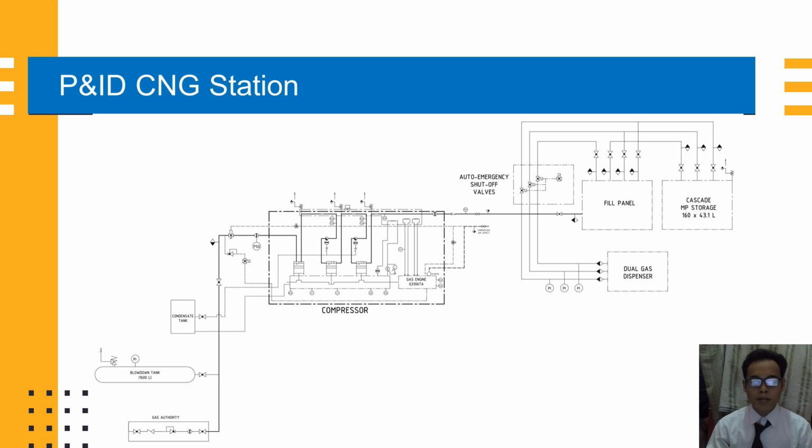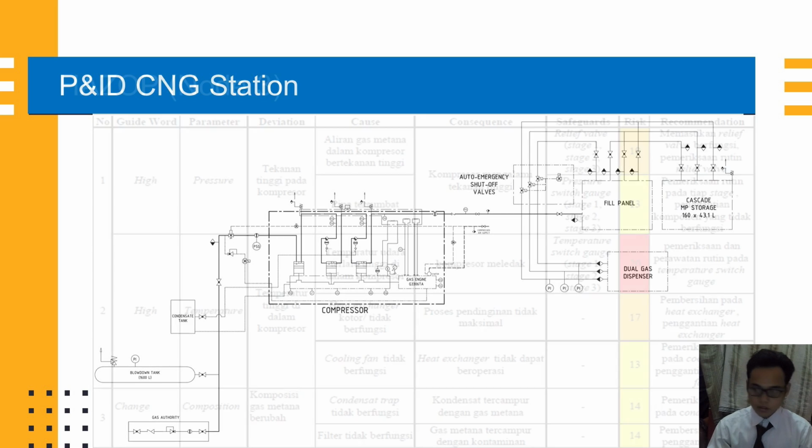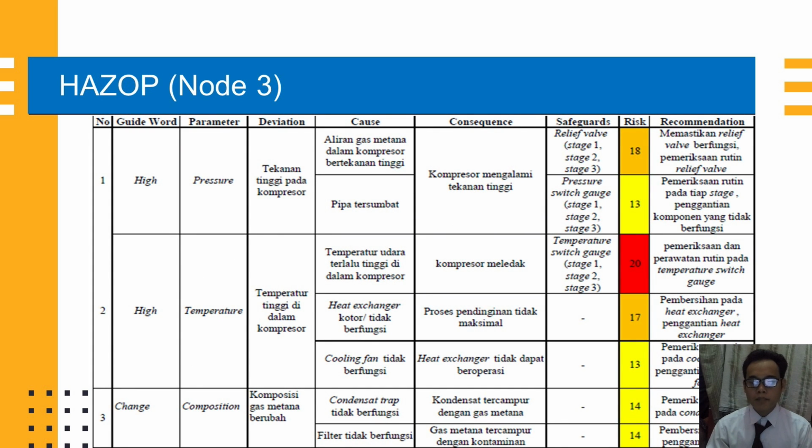The following is the piping and instrument diagram of the CNG station. From the piping and instrument diagram, we obtain 9 study nodes. From the 9 study nodes, there are 2 high risk categories. One of the high risk categories is found in study node 3. The following is the hazard operability table for study node 3. From the table, it's known that the high risk is the high temperature on the compressor with a red risk category. The consequence of that risk is that the compressor explodes.